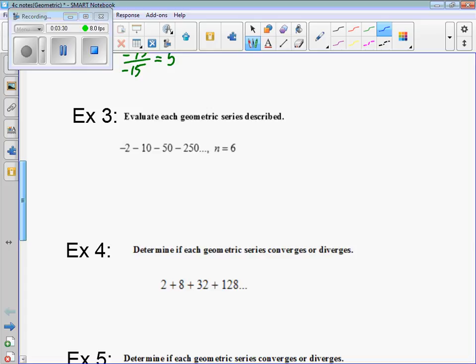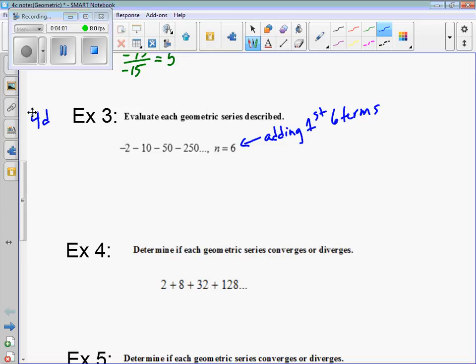Now we need to evaluate each geometric series. So technically, what you just did was 4C, and this is the start of 4D. I still want you to take the notes, so keep going. So evaluating the series, there's another formula you're going to use for this. This is a series that ends, so you're only adding up the first 6 terms.